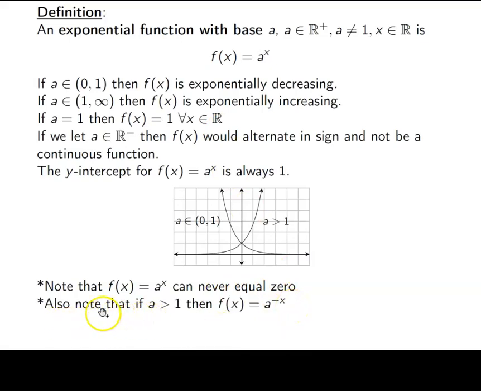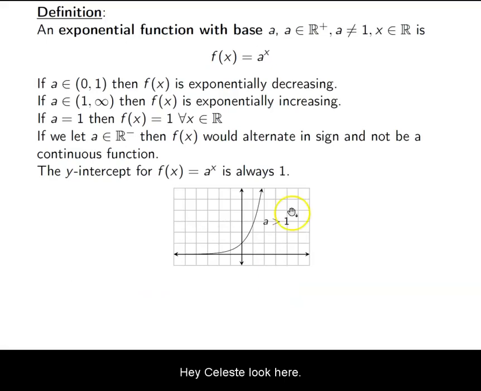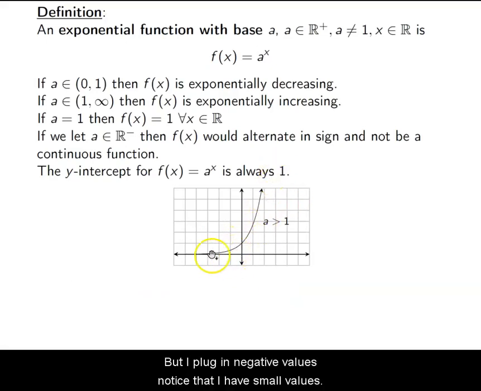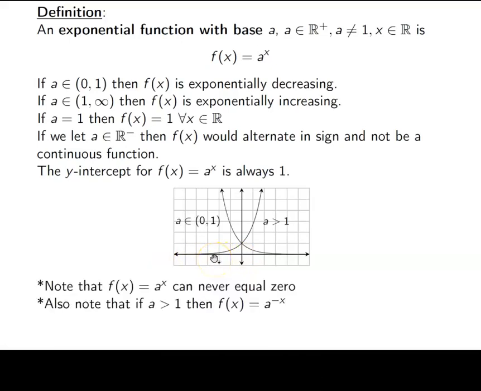So note also that if a is larger than 1, so that's this increasing function, if I plug in a negative exponent to that, okay, so let's look here, right? So when I plug in negative values, notice that I have small values, right? Also, not only that, but let's say that I write my function as a to the negative x, okay? So we know what that as a transformation does to a function, right? That flips us across the y-axis.